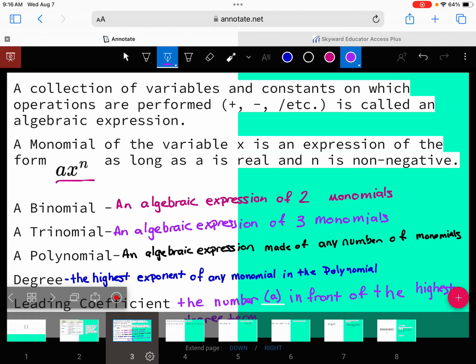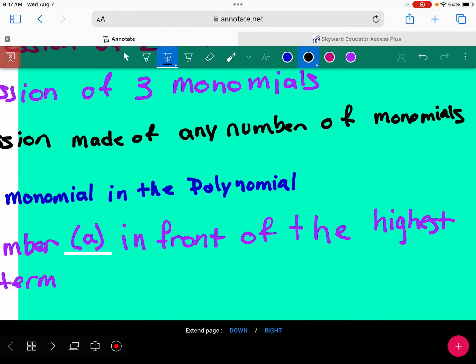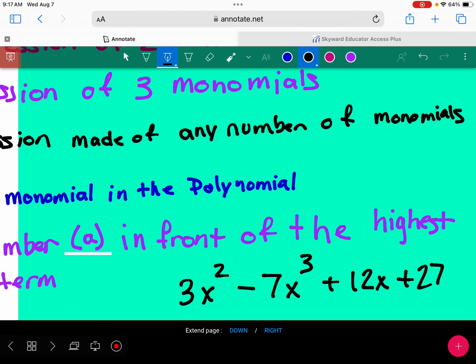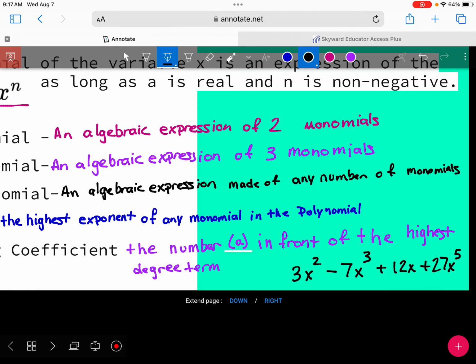So if we had a polynomial, I'm just going to write one down here, you don't need to write it down. Like if it was 3x squared minus 7x cubed plus 12x plus, I don't know, 27x to the 5th. What would our degree be? 5. What is our leading coefficient? 27. Okay. It is the number with the biggest degree. That's what we're working with.